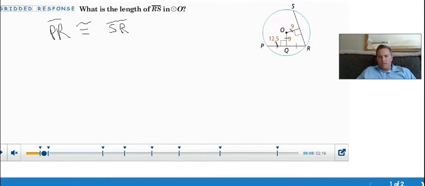Well, if this says that is 12.5 and it's congruent, this one is going to be 12.5. So this whole chord right here is going to be 25. And so 25 right here is going to equal what the other chord is, because they are the same length. So again, my other chord is going to be 25. Cool. Pretty easy. Go to the next one.